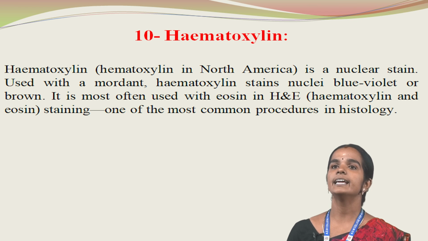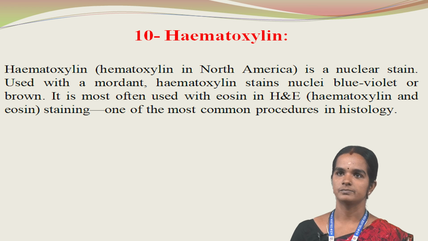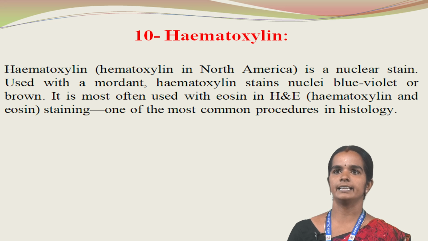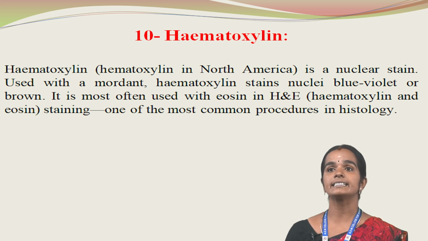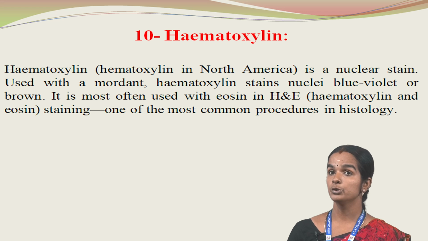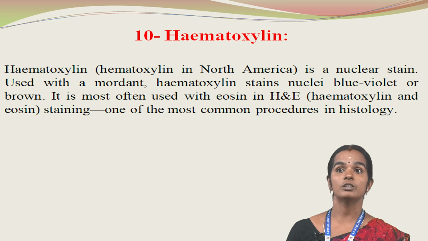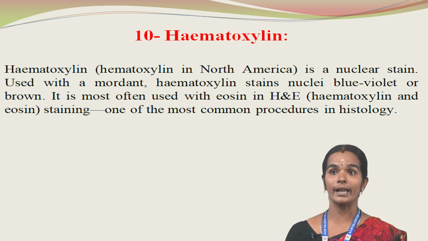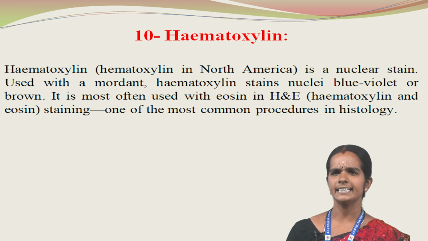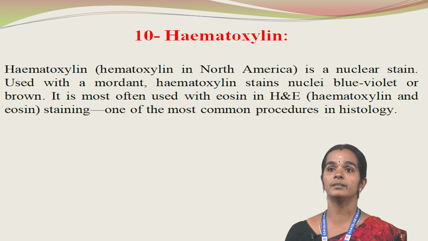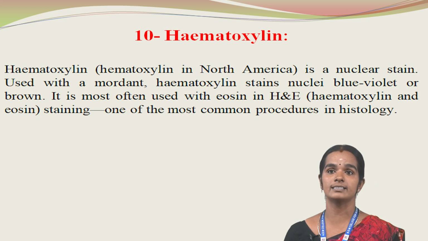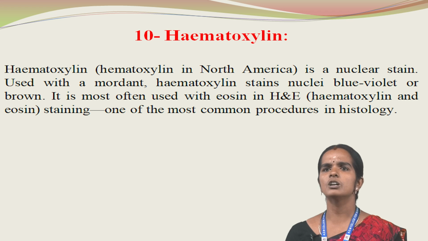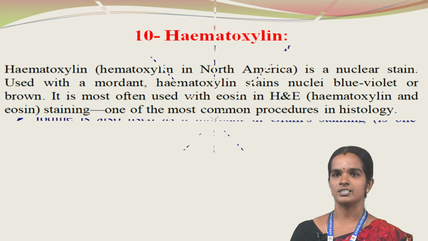This is the tenth type of stain. Hematoxylin, or haematoxylin in North America. Hematoxylin is a nuclear stain used with a mordant; hematoxylin stains nuclei blue, violet or brown. It is most often used with eosin in H and E. H and E means hematoxylin and eosin stain, one of the most common procedures in histology.